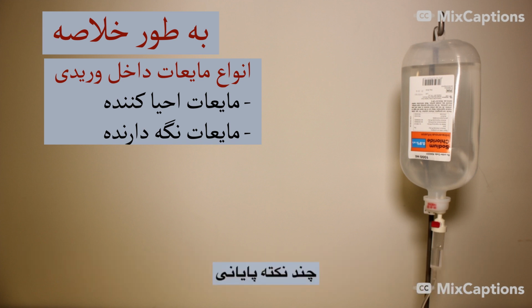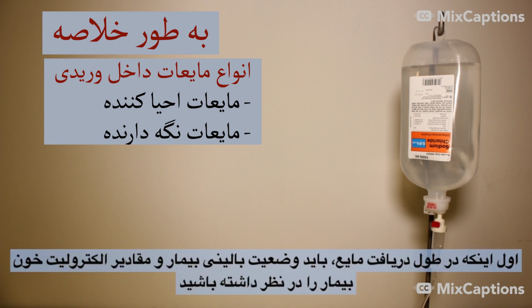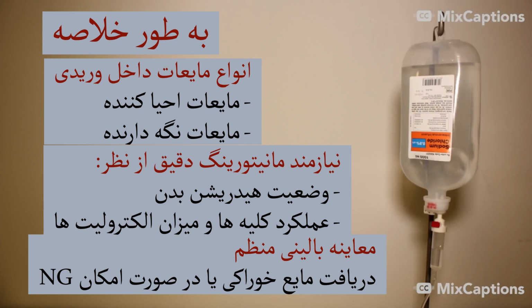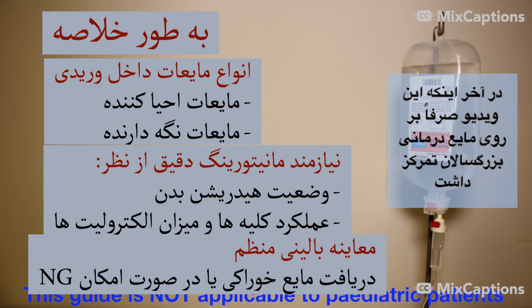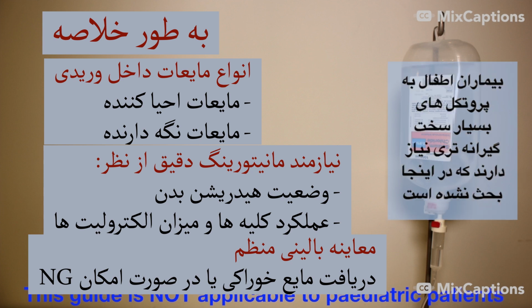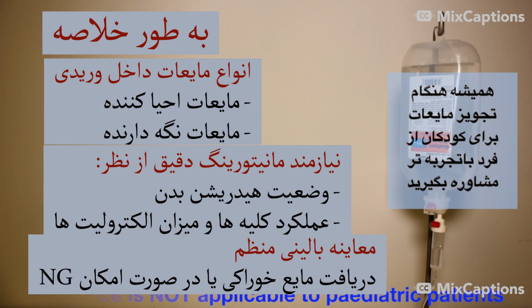There are a few final points to note. Firstly, throughout the period of fluid replacement, you should be monitoring the patient's clinical status and blood electrolyte values. Regularly review whether your patient continues to need intravenous fluids and stop them as soon as the patient is able to maintain adequate hydration enterally. Finally, this video focuses purely on adult fluid therapy. Pediatric patients require much stricter protocols which are not covered here. Always seek senior advice when prescribing fluids to children.